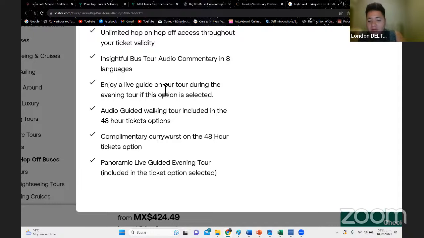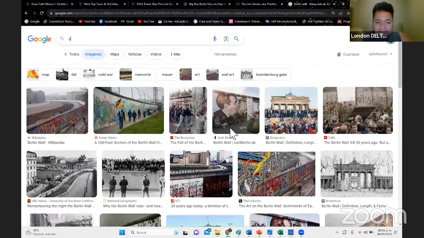And that's the pronunciation. I think it's currywurst or something. I think it's like very traditional sausages. Son salchichas, vamos a decir. So they're included. Okay, panoramic live guided evening tour. Very well.